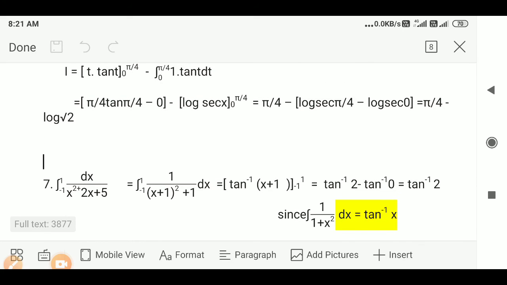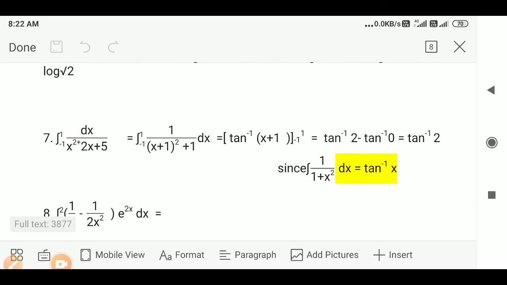So it becomes pi by 4 times tan pi by 4, which is 1, so pi by 4 minus log sec pi by 4 minus log sec 0. Sec pi by 4 is root 2, so log root 2, so pi by 4 minus log root 2. This is the result.